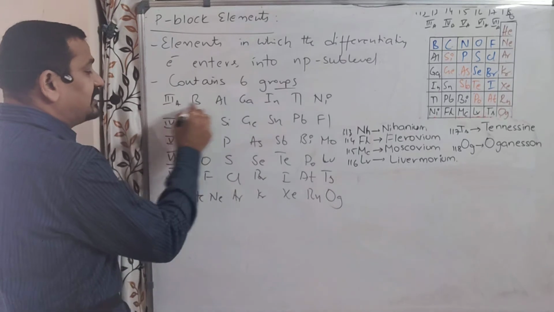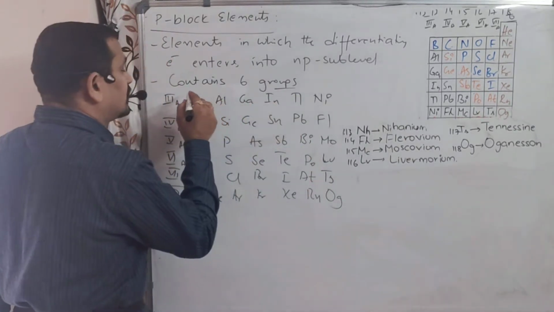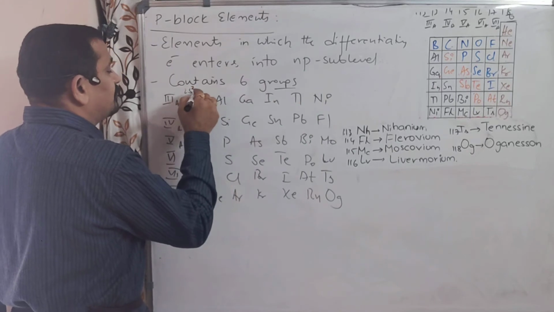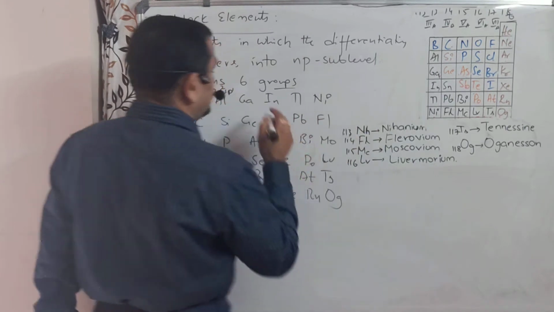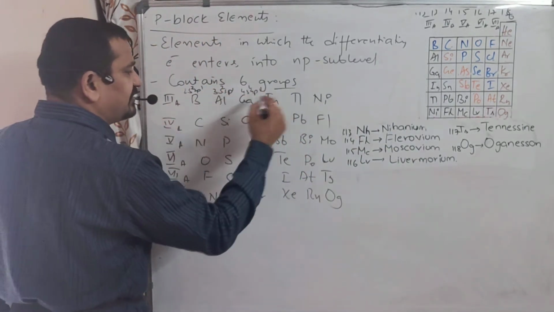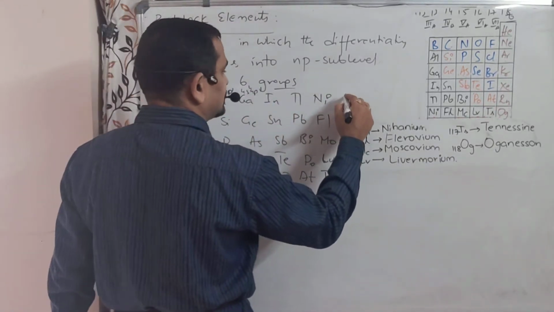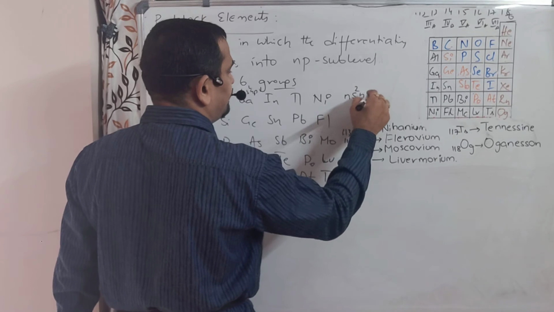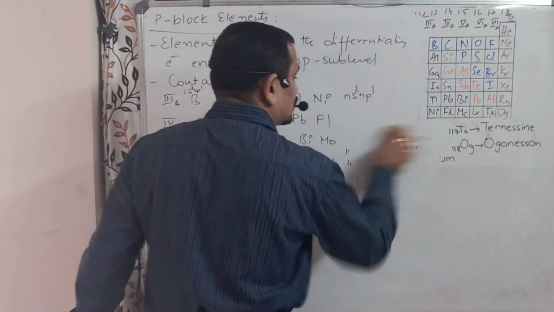And these are called 3A group elements because they have totally 3 electrons in their outer shell. Like boron has 2s2 2p1, aluminium has 3s2 3p1, gallium has 4s2 4p1. So total 3 electrons, every element can contribute 3 electrons. So this total group has ns2 np1 configuration.